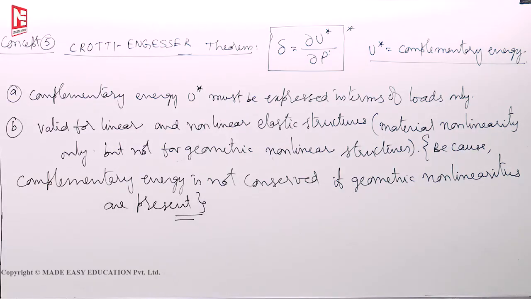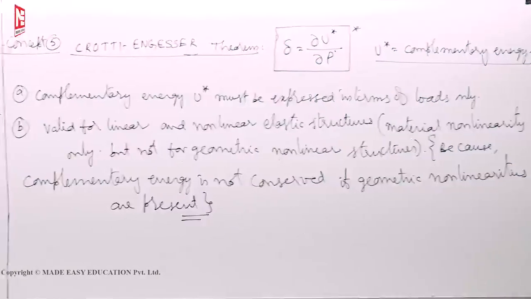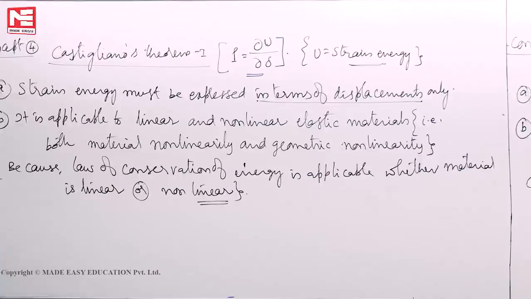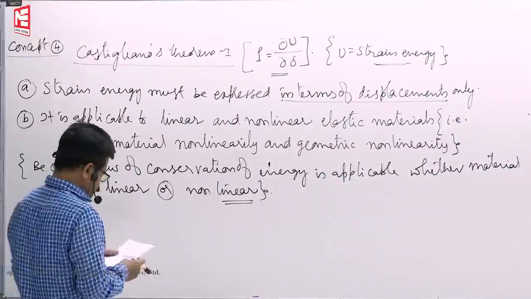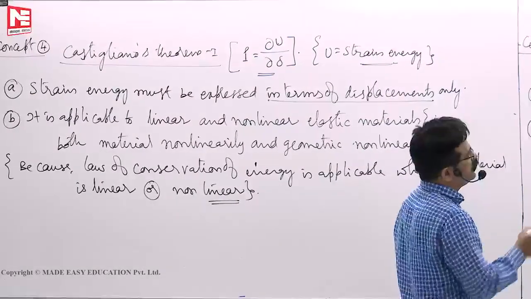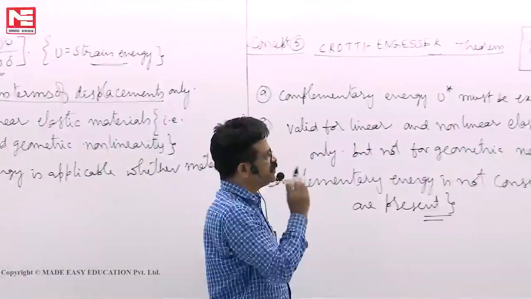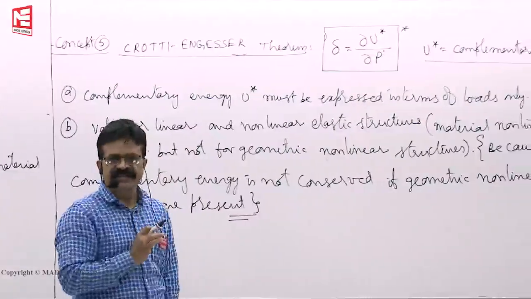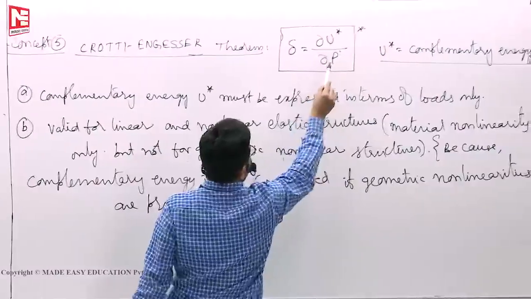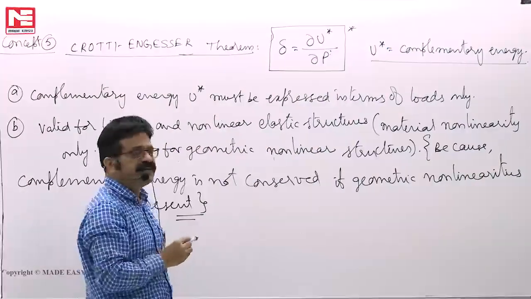Okay. So on strain energy, you have Castigliano's theorem 1. On complementary energy, you have Crotti-Engesser theorem. Next, supposing that linear elastic structures are there. For linear elastic structures, complementary energy and strain energy are the same, I said. Then I can write dou U by dou P also, but the material must be linear elastic.